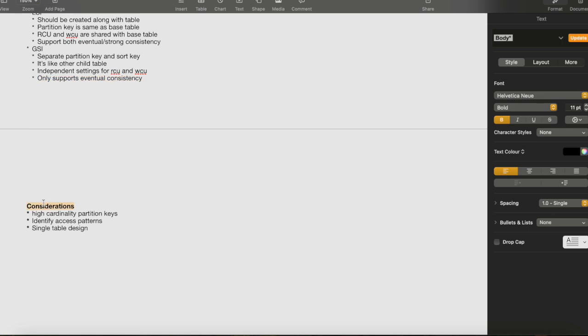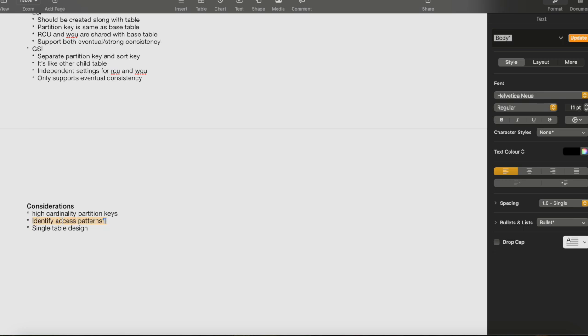And final notes before we close up. You should always use high cardinality partition keys so that your data is unique across the partitions and you don't face problems such as hot partitions or skewed data. So the idea is to always try to choose partition keys with high cardinality.